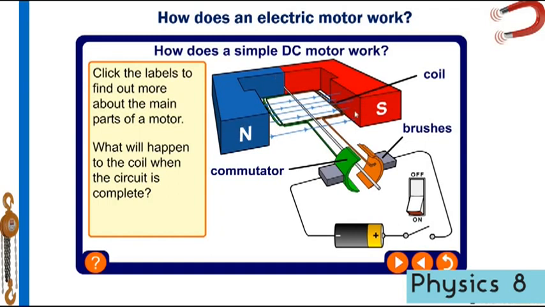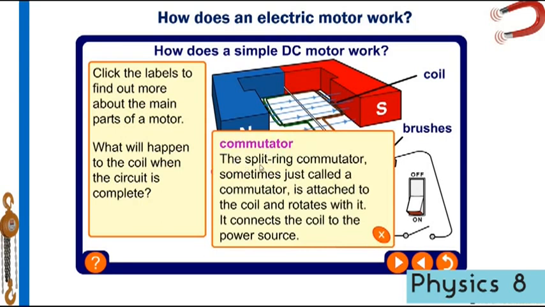Now, these devices here, which I called brackets, well, they do have a special name, and they are in fact called commutators, or a commutator, if you think about just one of them. So a commutator is a split ring commutator, and the split ring commutator is sometimes just called a commutator, and it's attached to the coil and it rotates with it. It connects the coil to the power source.